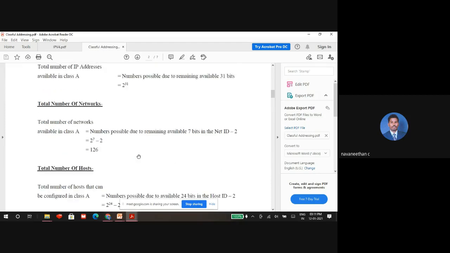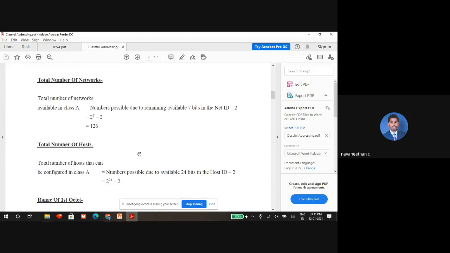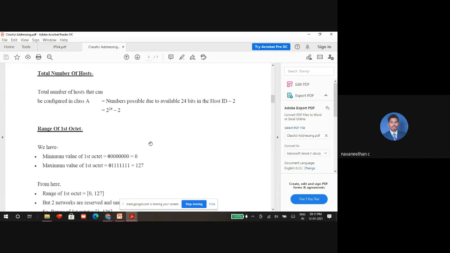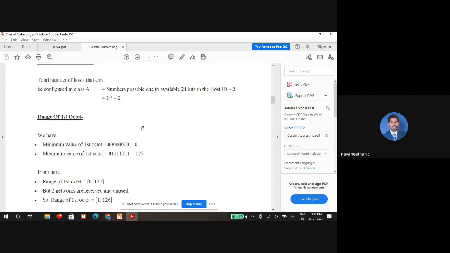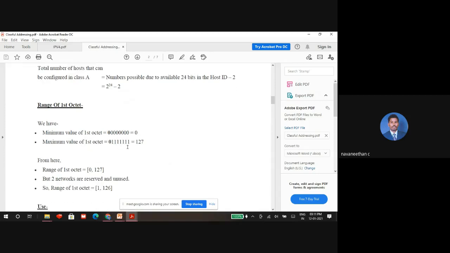After remembering the total number of networks for class A, what could be the total number of hosts for class A? We know that it requires the last 3 bytes, which means 8, 8, 8, that is 24. So 2 to the power 24 minus 2. If you perform this, that could be the total number of hosts for class A. Clear? And in this, you can find out the range of its first octet. What could be the minimum value? 0. Maximum value 127. So the range is 0 to 127.